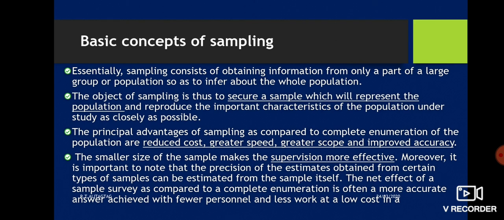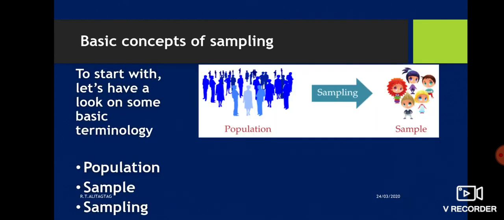Moreover, it is important to note that the precision of the estimates obtained from certain types of samples can be estimated from the sample itself. The net effect of a sample survey as compared to a complete enumeration is often a more accurate answer achieved with fewer personnel and less work at a low cost. To sum up, number 3, you have the number 4, class. I know you understand it very well. Anyway, that's the basic concepts of sampling.